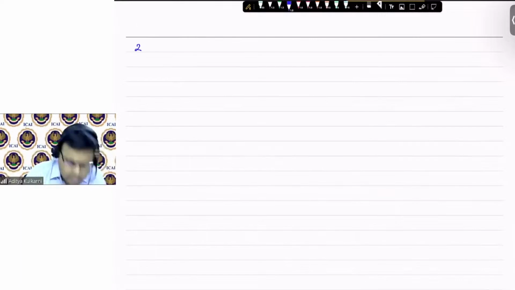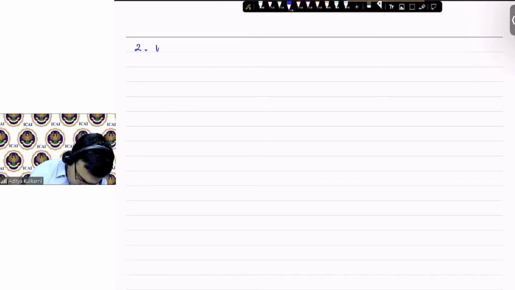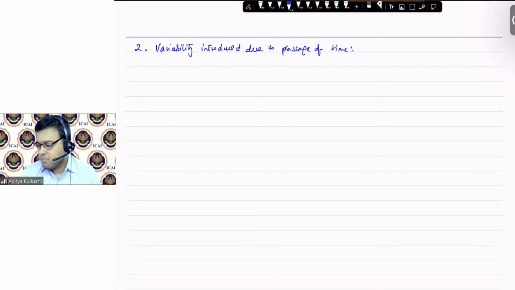So that is the first one. Second one, this is not fixed. I mean, this is not absolutely clear like the first one. It could have certain ambiguity, certain confusions, but nonetheless, we will check. So variability introduced due to passage of time.